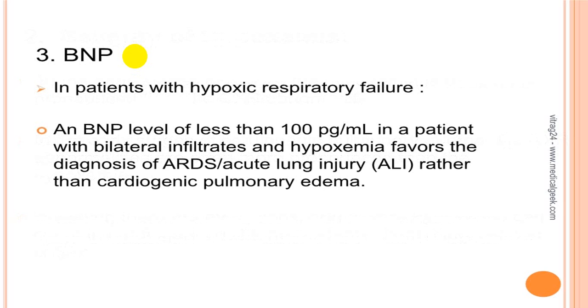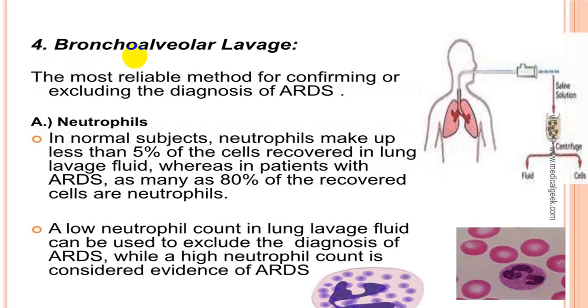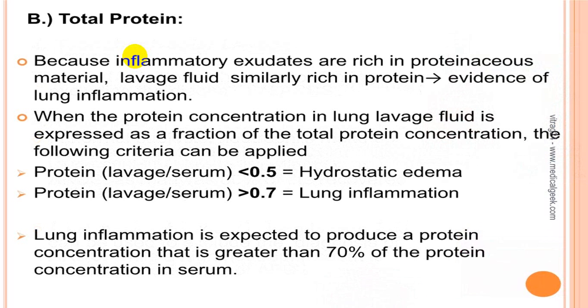BNP, we have already told you that if it is less than 100, it almost rules out the cardiogenic variety. Usually BNP level is less than 100 in a person with ARDS. Bronchoalveolar lavage you can go for and look for neutrophils, whose presence in ARDS will be positive. Protein level will also be elevated in case of ARDS. It will be more than 0.7.